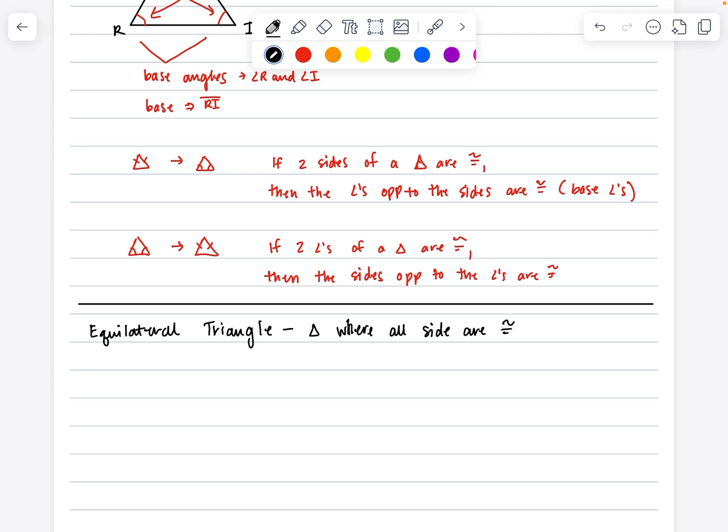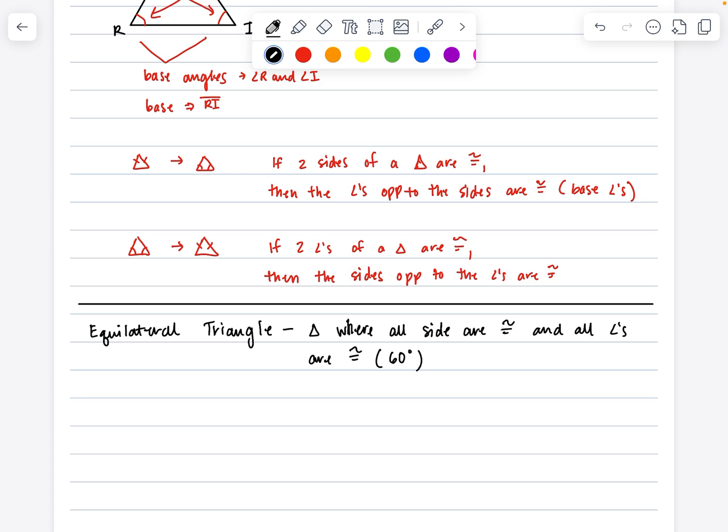If it is equilateral, then it is equiangular. So I'm going to put at the tail end of this, where all sides are congruent, and all angles are congruent. In parentheses, as we know, they should all be 60 degrees.